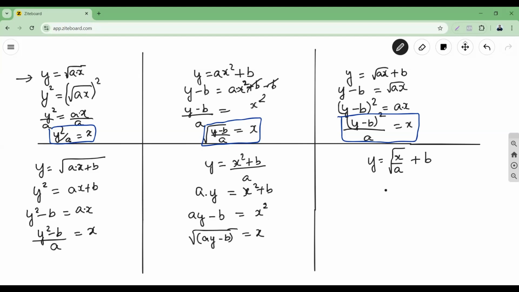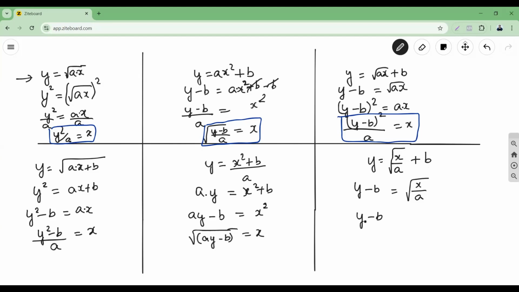Now coming to this question. What is the outermost operation? To understand this again, x is divided by a, then a square root is taken, then it is added with b. So the outermost operation is addition. So I'm nullifying it by subtraction, which leaves me with the square root of x by a. Now the outermost operation is what? Square root. So I will do the squaring.